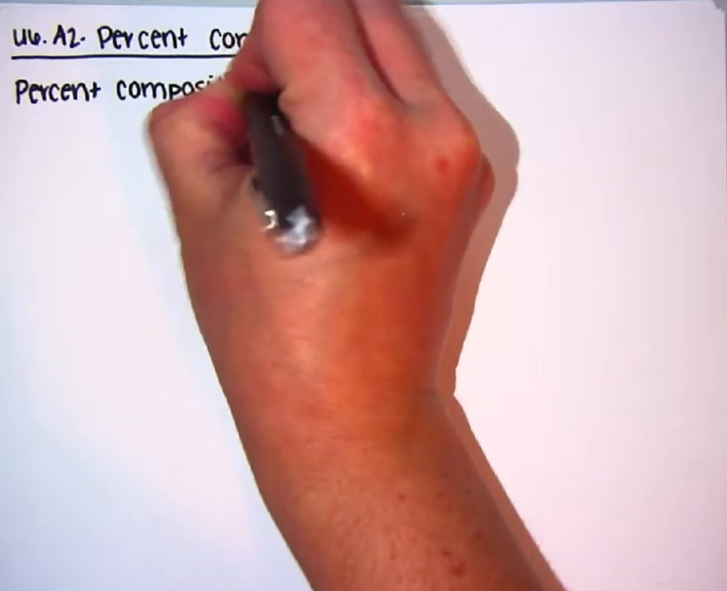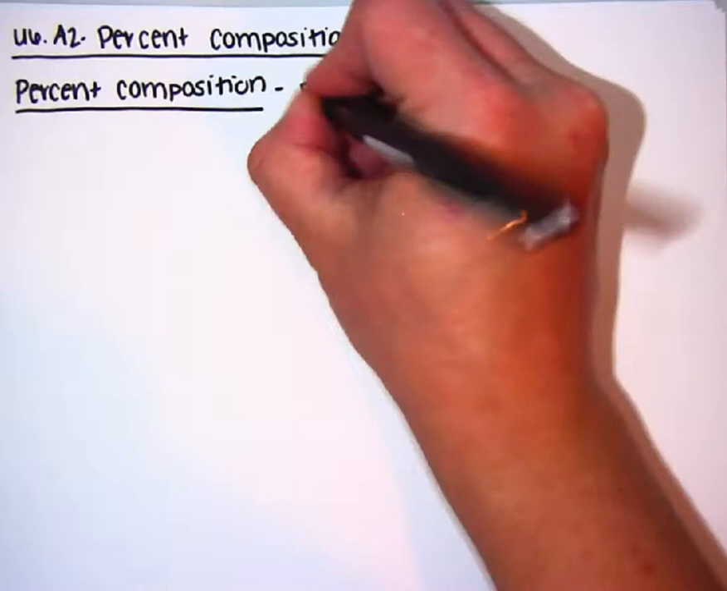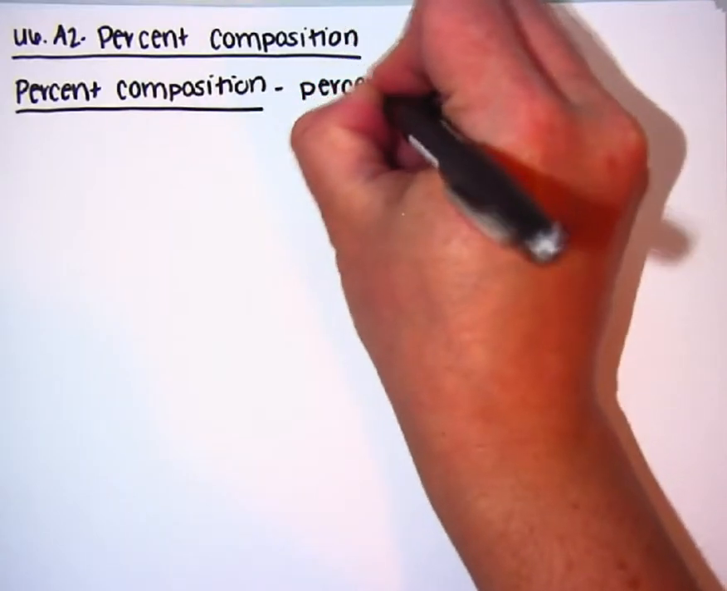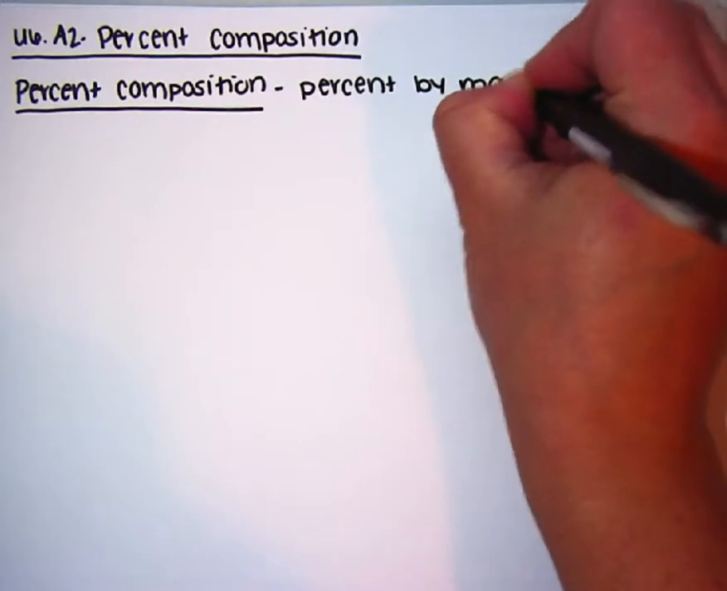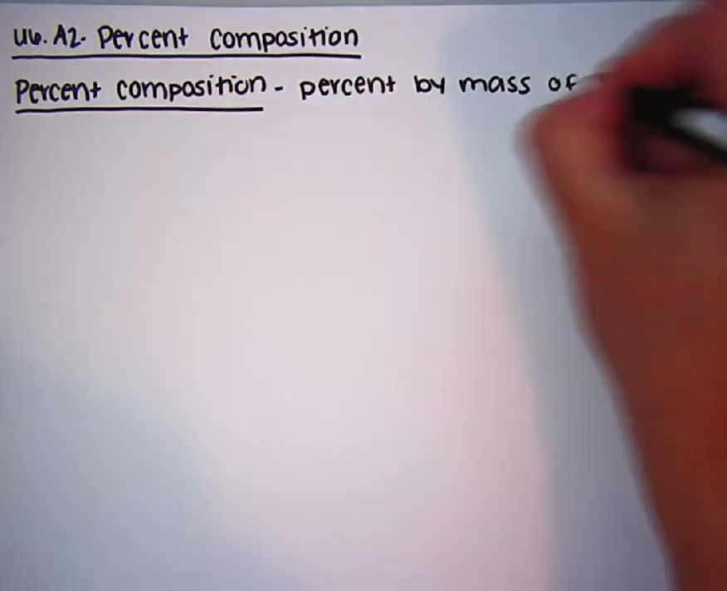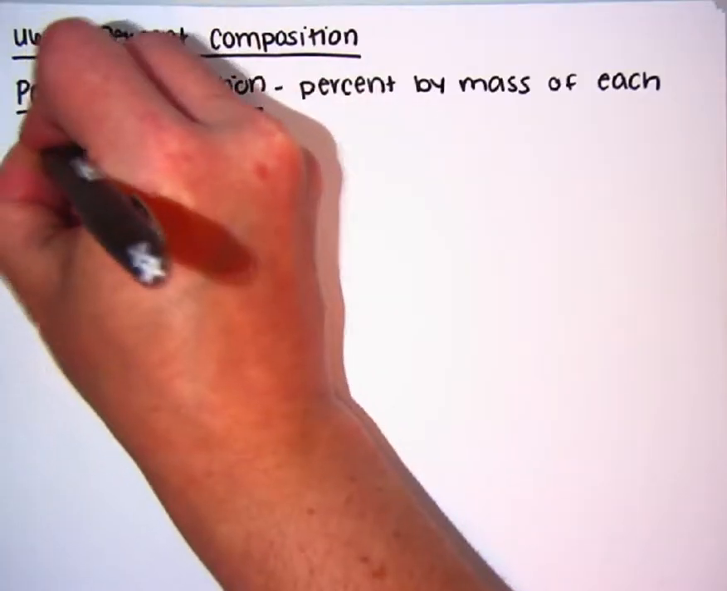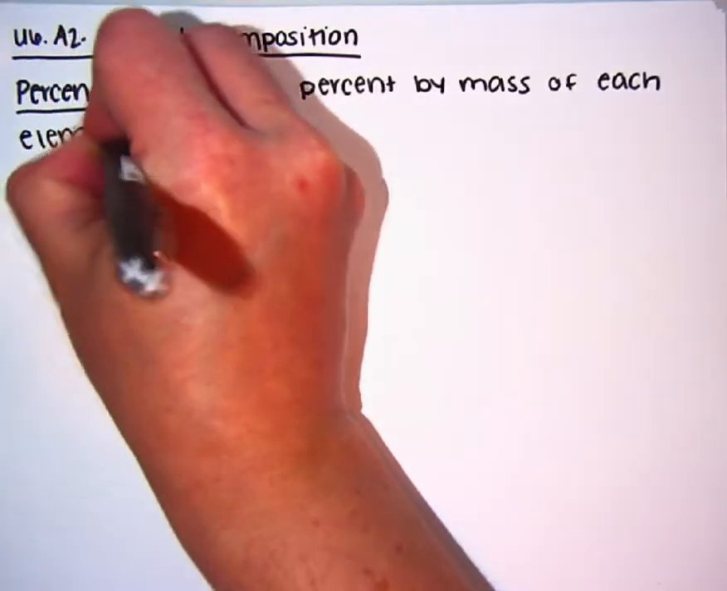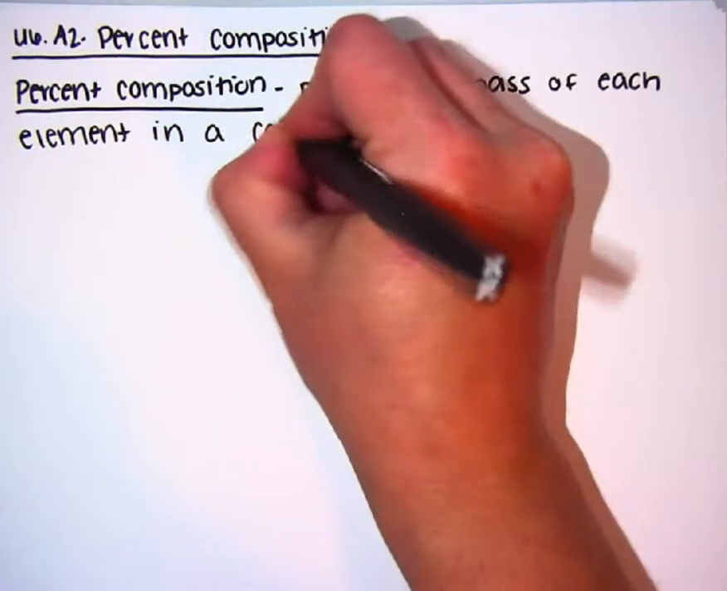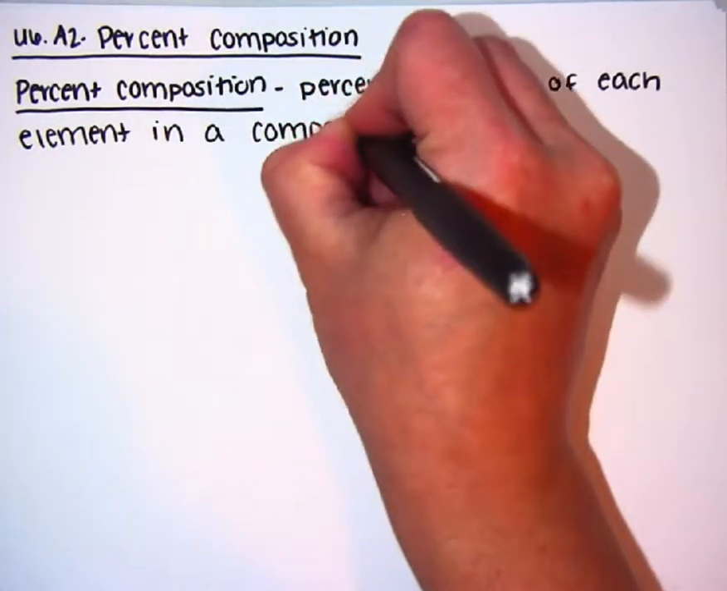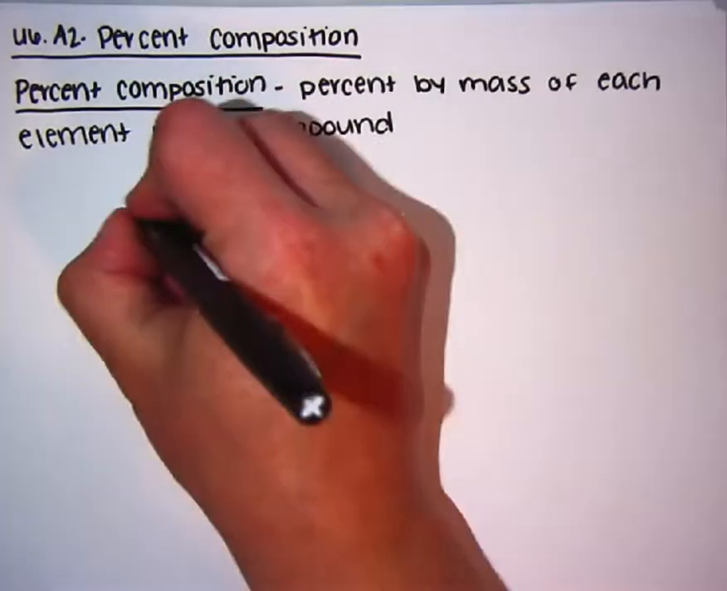Percent composition is the percent by mass of each element in a compound. So percent composition, or mass percent.